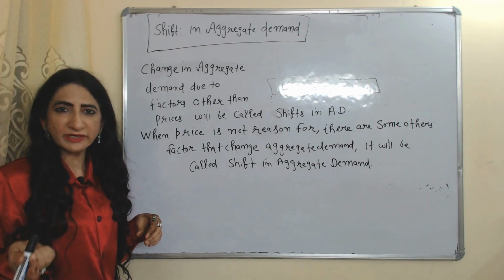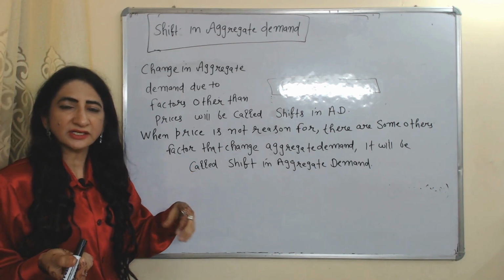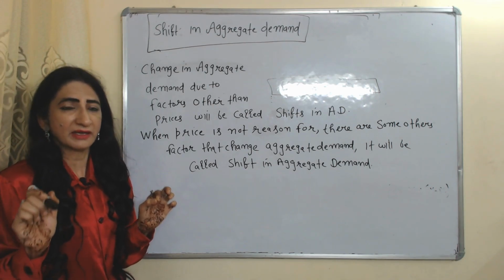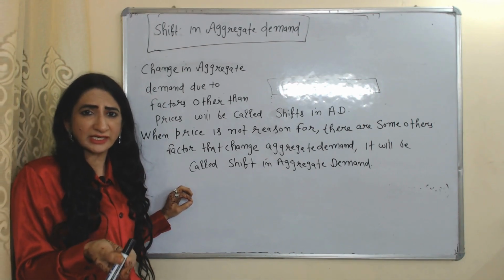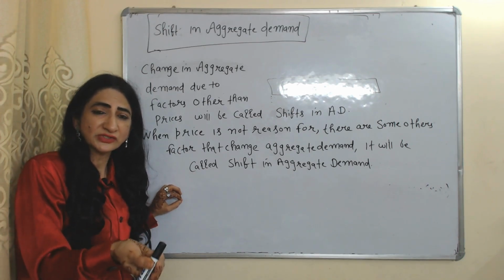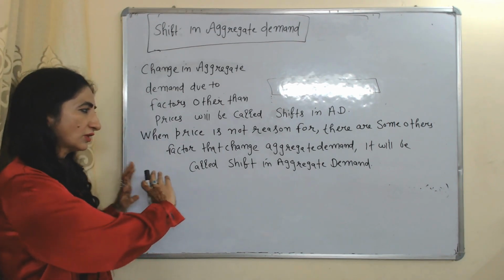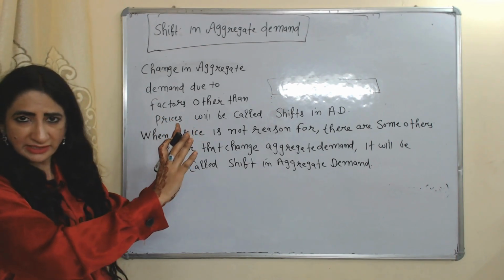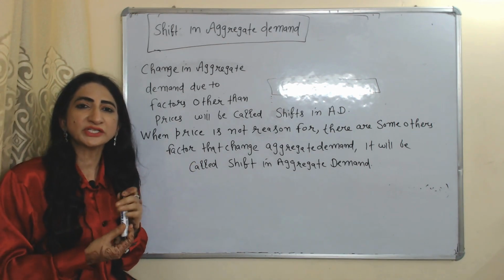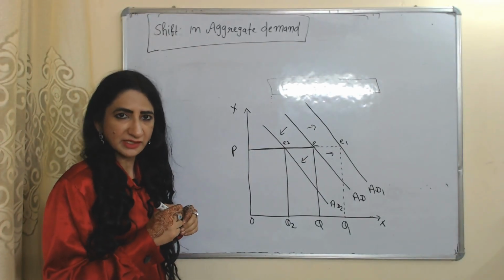As we know, there are so many factors which affect aggregate demand. But when aggregate demand change due to factors other than price, it will be called a shift in aggregate demand. When price is not a reason for change in aggregate demand, there are some other factors that change aggregate demand. For example, interest rate change aggregate demand, government policies change aggregate demand. It will be called shift in aggregate demand. So we can say that when aggregate demand change due to factors other than price, it will be called shift in aggregate demand. Now we will see diagram of a shift in aggregate demand.